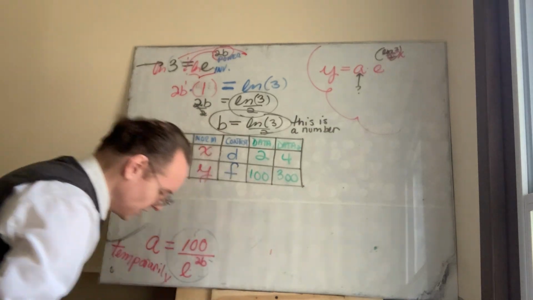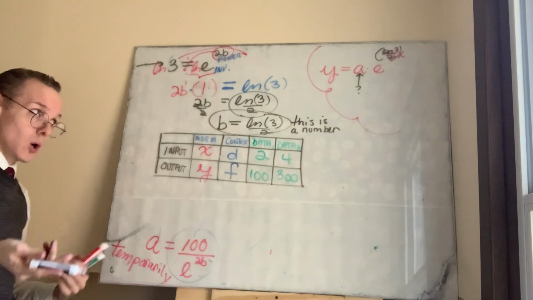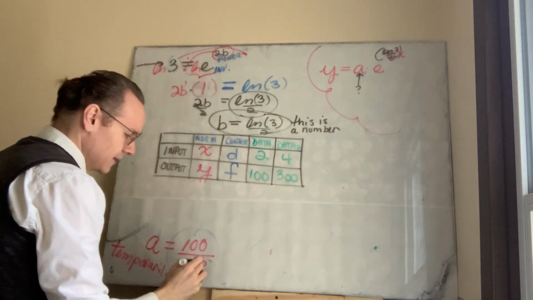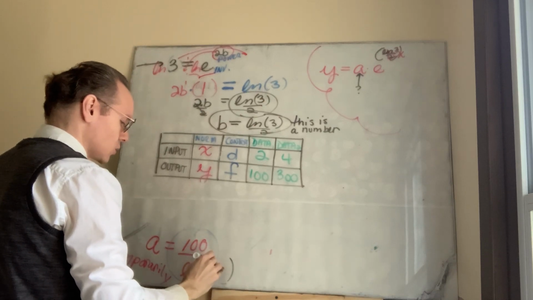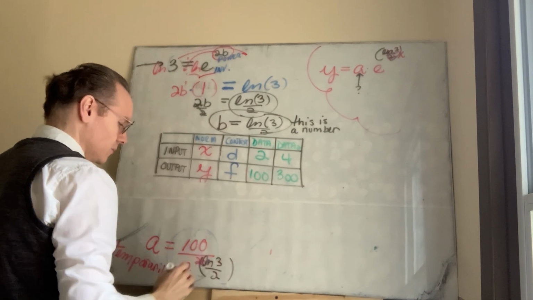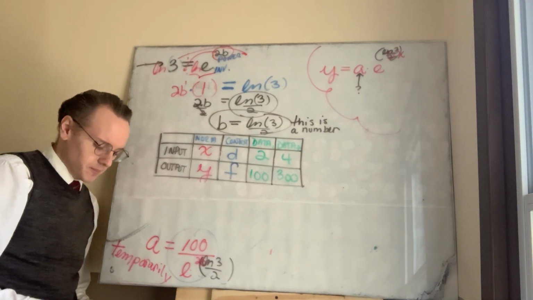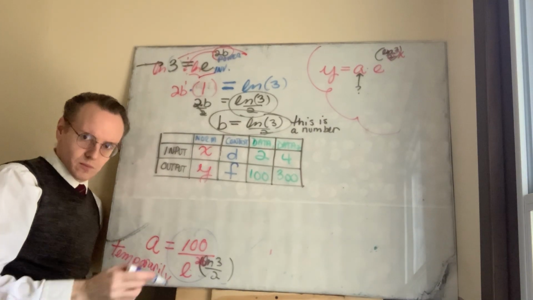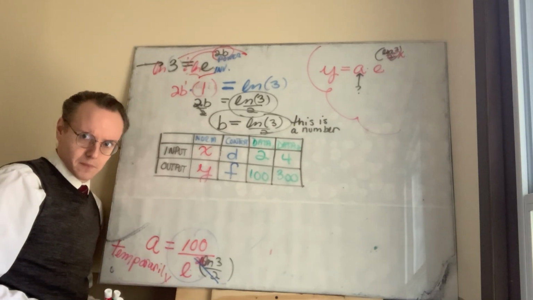Remember what I said. This is the temporary answer that we had for a, but now we know what b is. So in place of b here, I'm going to put the natural log of 3 sitting on top of 2. Since there happens to be a 2 here in the formula, these twos will cancel.